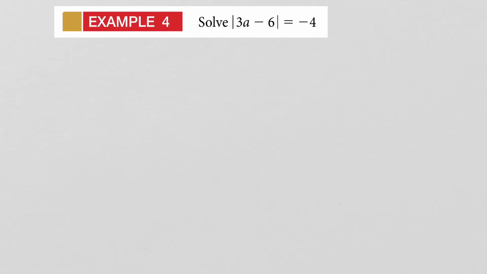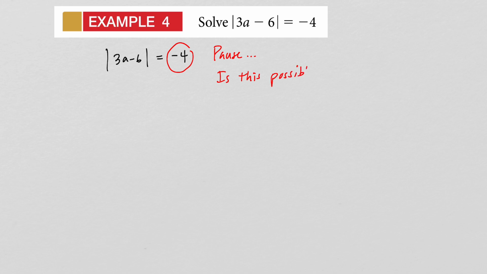In the next problem, it looks very similar to the previous three examples. We have the absolute value of 3a minus 6 is equal to negative 4. But I want to pause for a minute. Anytime you have a negative number over here, we need to pause and ask, is this possible? Remember, absolute value represents distance, and distance can never be equal to a negative number. So the answer here is no, this is not possible, and therefore there is no solution, okay?